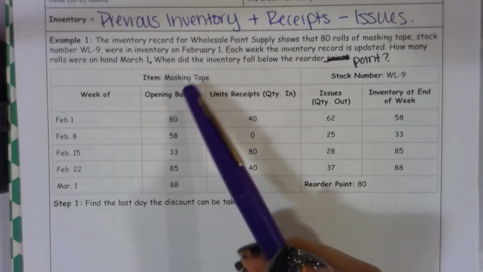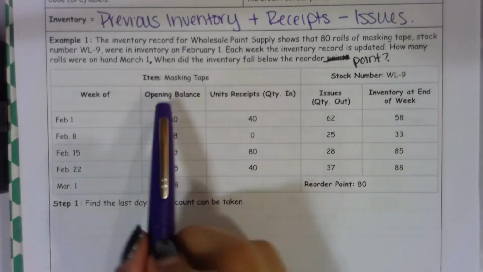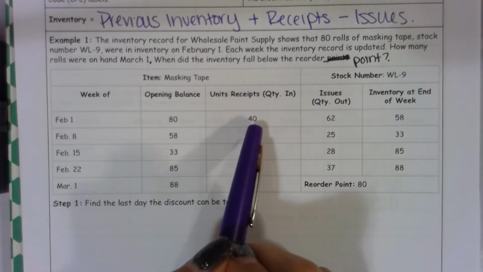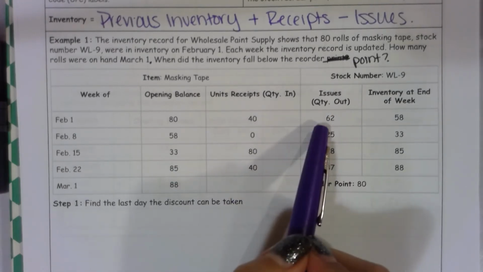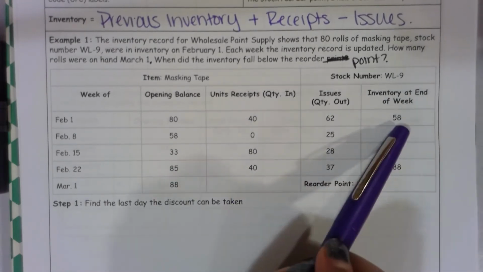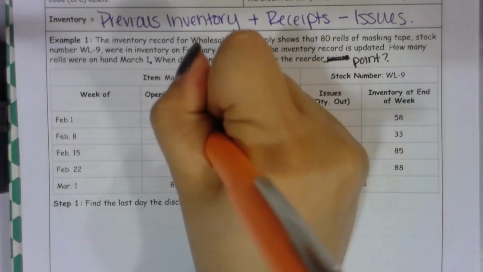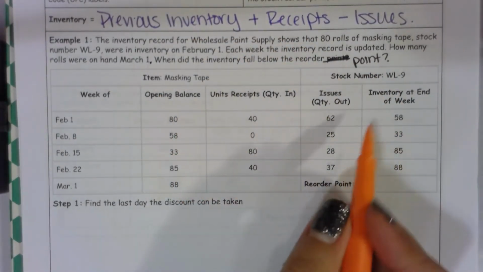This opening balance, that's how many you had at the beginning of the week. So at the beginning of this week, they had 80. The unit balance receipts is how many they got in. So they got 40 in, but then they sold 62. So at the end of the week, they ended up with 58. And that 58 comes from adding, we'll get to that in a second.